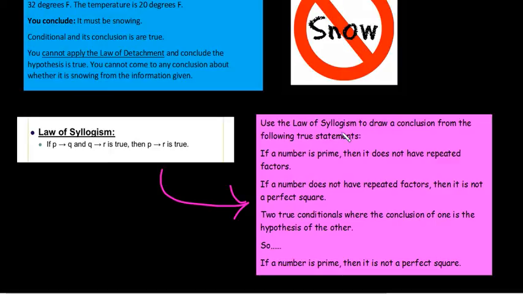So we're going to use the law of syllogism to draw a conclusion from the following true statements. If a number is prime, then it does not have repeated factors. If a number does not have repeated factors, then it is not a perfect square. So you've got two true conditionals where the conclusion of one is the hypothesis of the other. So, if a number is prime, then it is not a perfect square. That's using the law of syllogism.